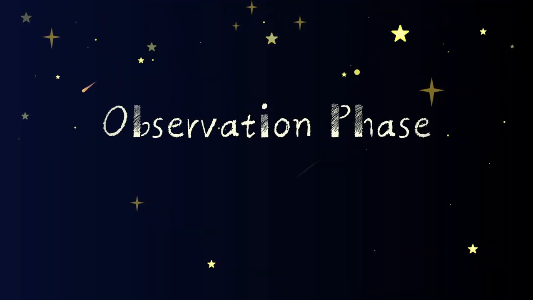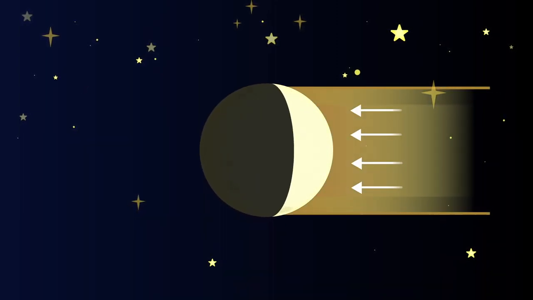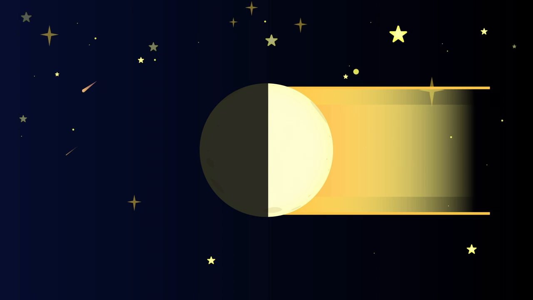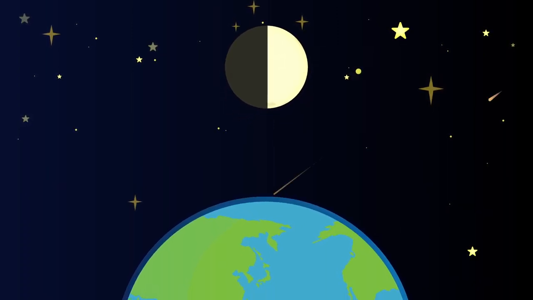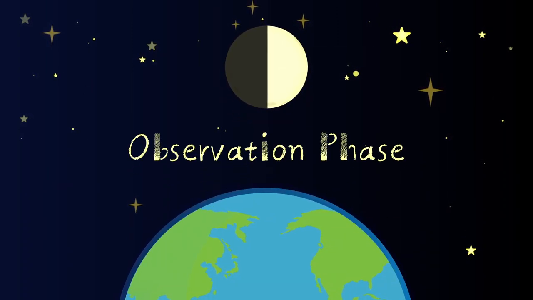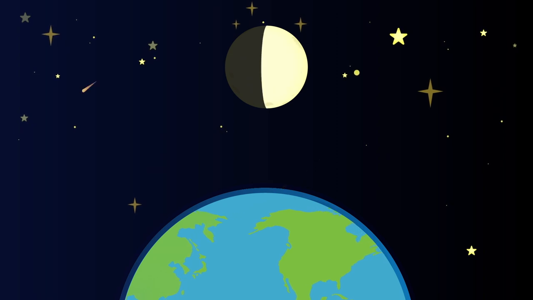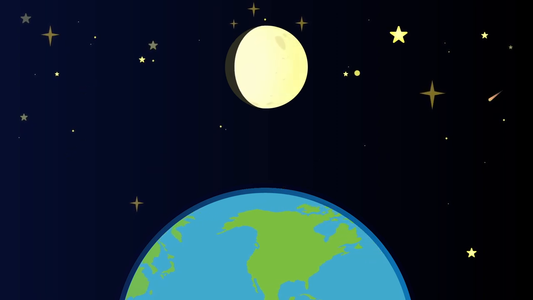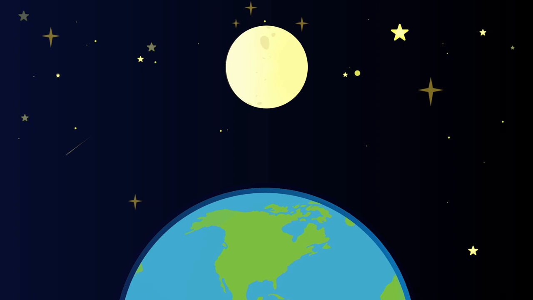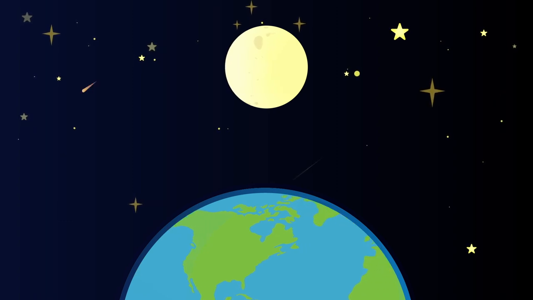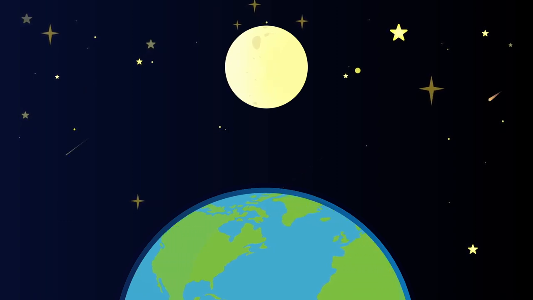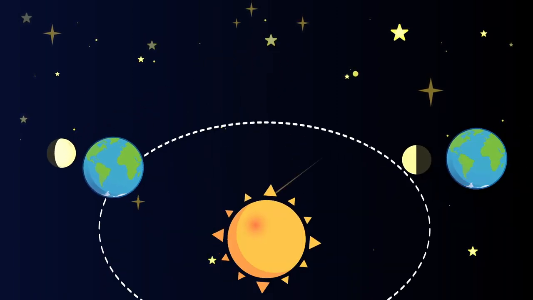Next, let's talk about observation phases. The planets and the moon glow by reflecting sunlight. The degree of the shining side of the celestial body facing the Earth is called a phase, a concept which is similar to visible shape. The phase changes depending on the part of the celestial body that receives sunlight and the direction in which the observer is looking. Take the moon, for example.